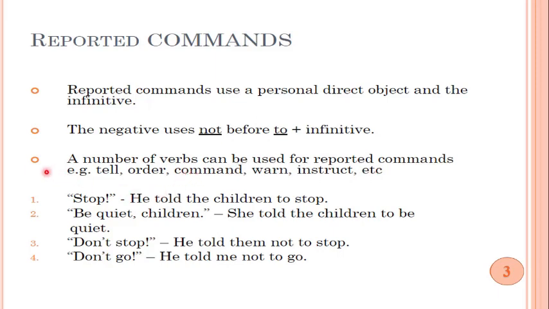What is the example? Stop, she told the children to stop. Be quiet, children, she told the children to be quiet. So be quiet here becomes to be quiet. Don't stop, he told them not to stop. So don't stop becomes not to stop. Don't go, he told me not to go.